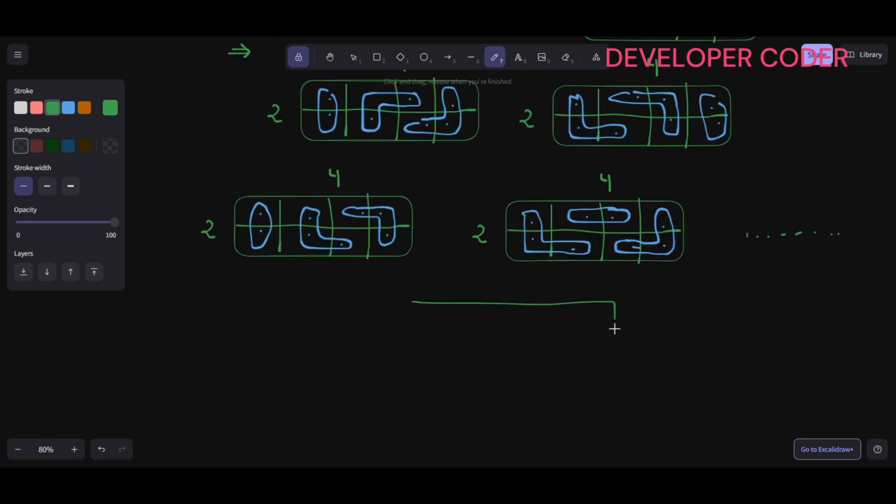Let me draw one more only. I think in total there will be 11. So here, see, this is also 2 into 4, right? Here also you can place like this, one here and one here.